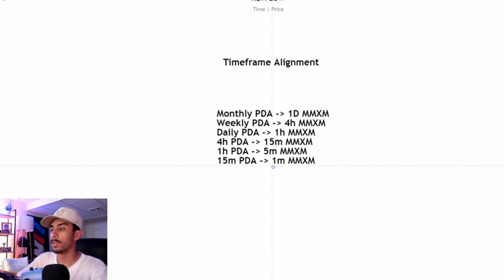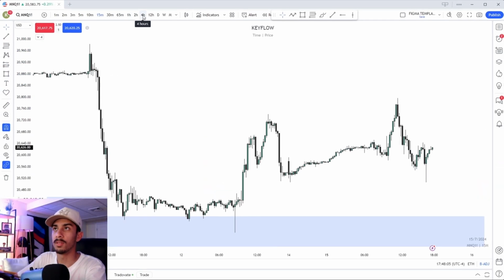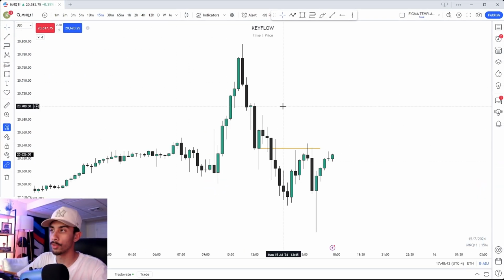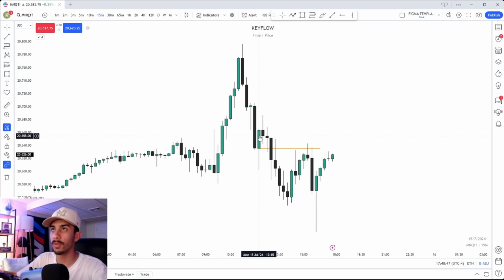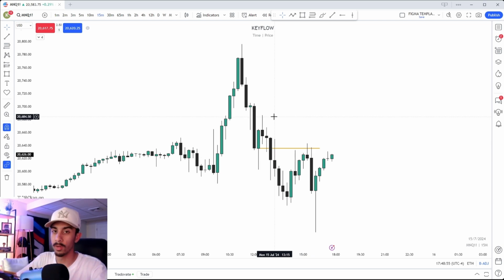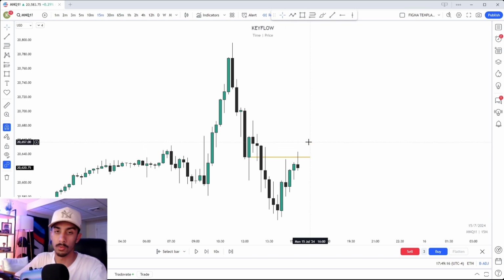Now that we have this, let's break this down and go into an actual chart example where we can see this in action. So I'm going to go over a trade that I actually took in real time. This is on the 15-minute time frame. We have a 15-minute order block right here after the hourly already got a change in state of delivery. So the aligned time frame for a 15-minute is a 1-minute time frame. So once price pulls into this 15-minute order block, what you want to do is go down to the 1-minute time frame and spot out a market maker sell model.